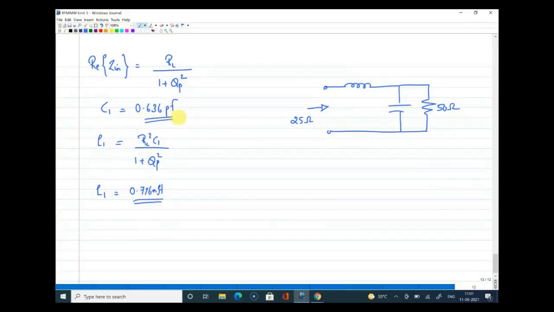With these values, 0.636 pico and 0.796 nano, if you simulate, you are supposed to get a value close to 25 ohms, right? So we'll quickly verify this specific design in Cadence. I'll share the screen now. Now we'll verify this with Cadence and see whether these are matching or not. All right.